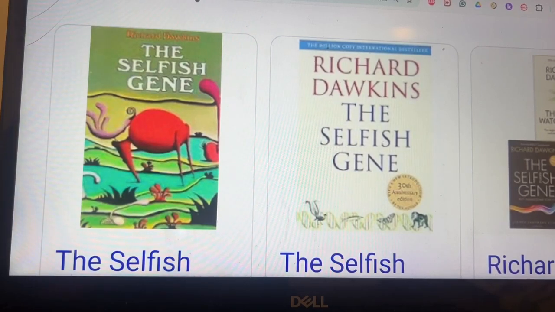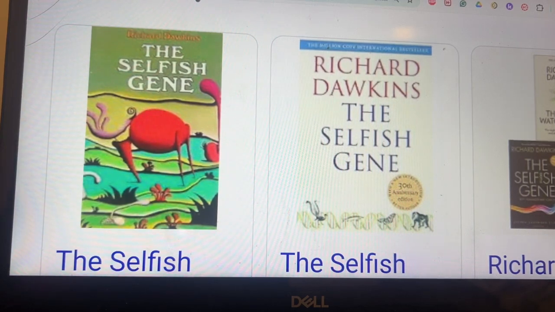The Selfish Gene is a groundbreaking book by biologist Richard Dawkins, published in 1976. In it, Dawkins introduced the concept of the selfish gene, which suggests that genes are the fundamental unit of selection in evolution and they behave in ways that maximize their own replication, often at the expense of the individual organism.